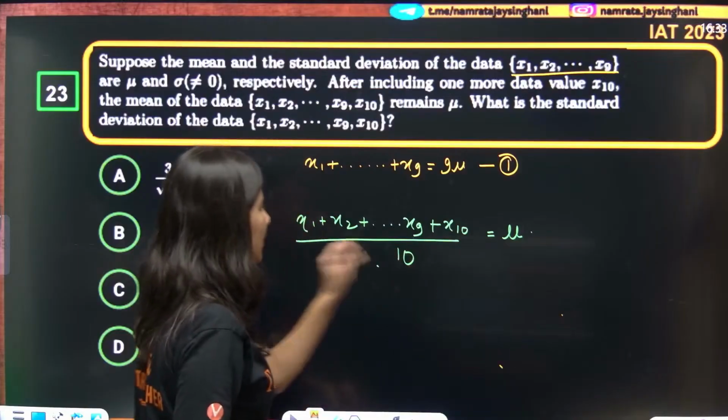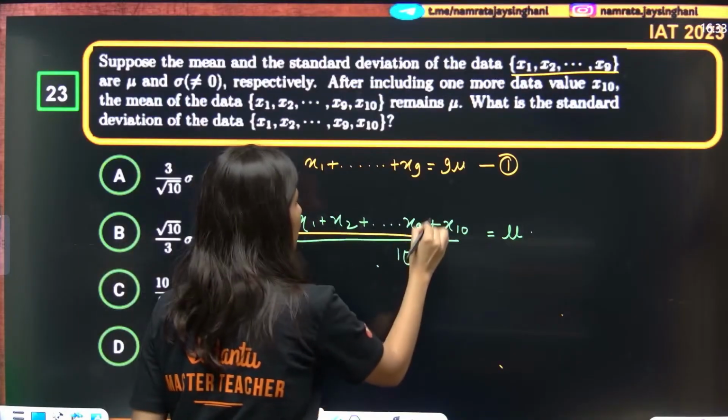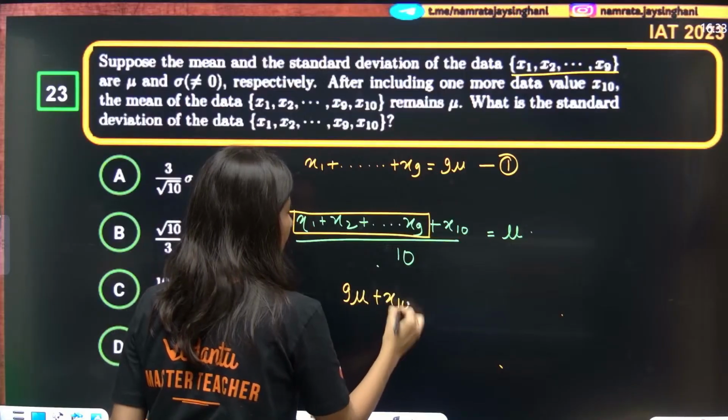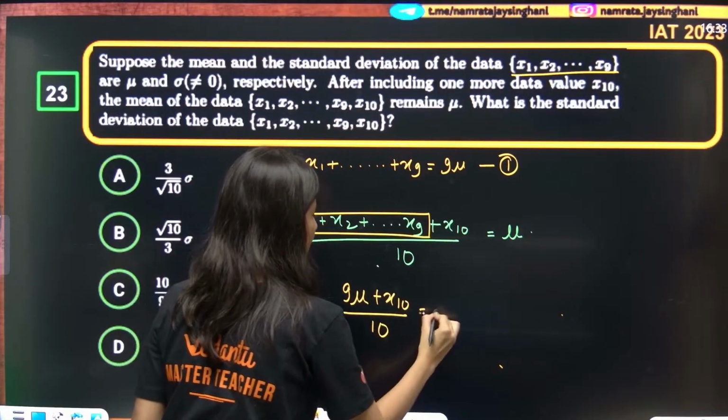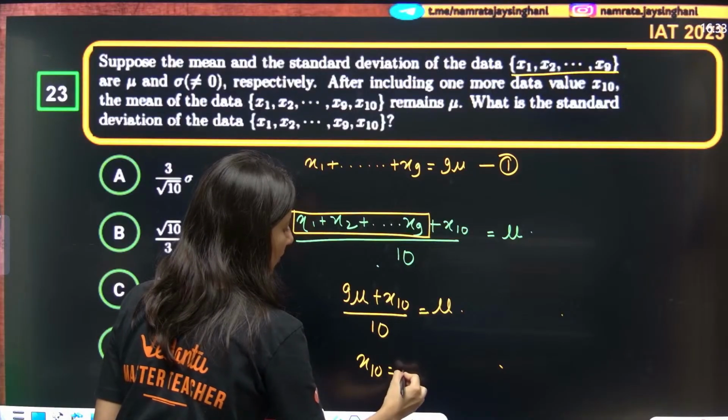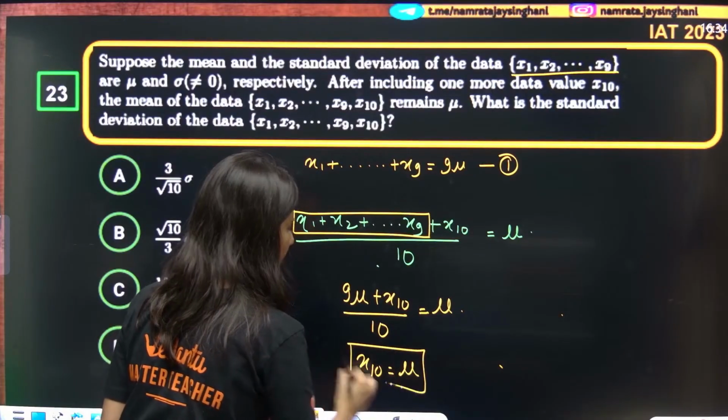Mean of data remains mu only. So this is your 9 mu. So 9 mu plus x10 upon 10 is equal to mu. So x10 is actually 10 mu minus 9 mu. So x10 is coming out as mu.